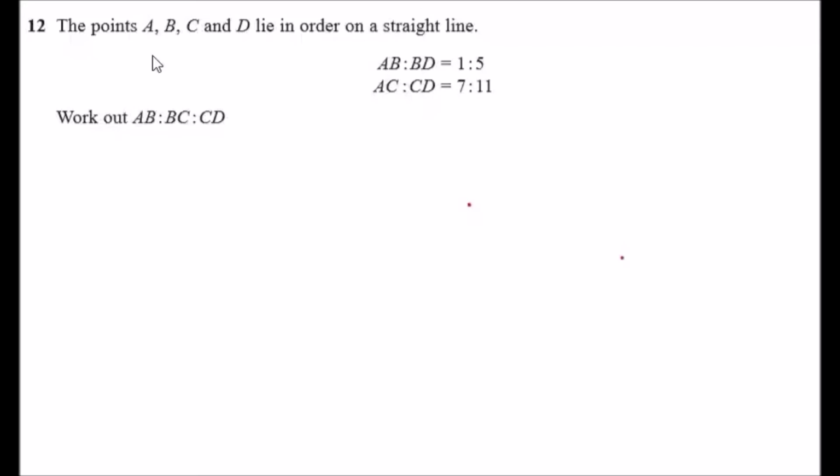I had an attempt on this one. This question is quite a fun looking question. It just takes a bit of thinking here. So let's have a look. The points A, B, C, and D lie in order on a straight line. So in numerical order, yeah? Or at least in order on a straight line.